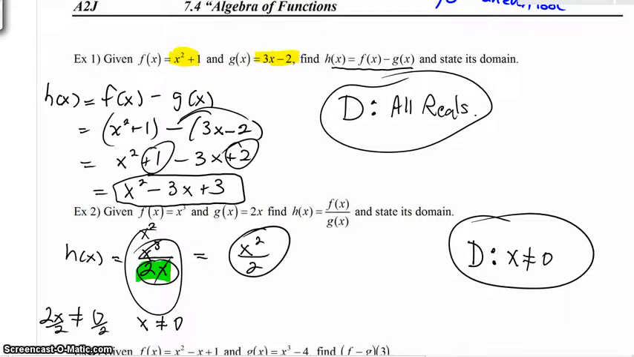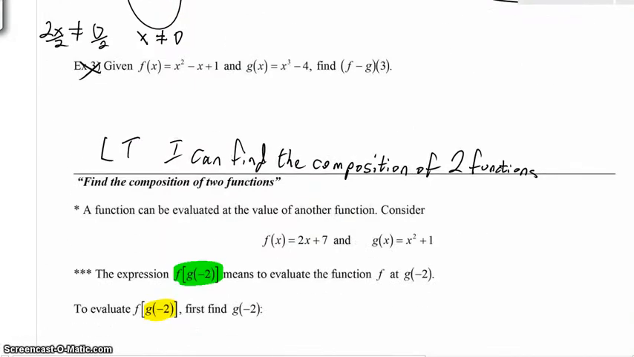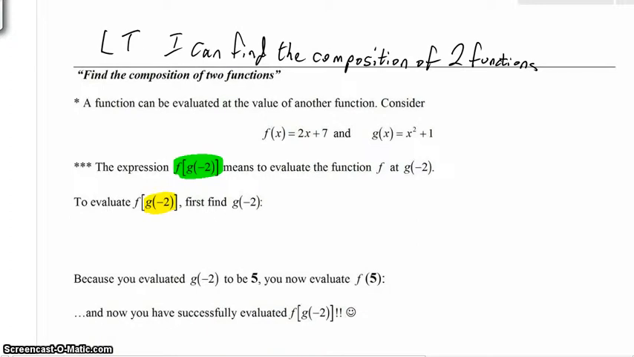Well, that's all you need to be able to do worksheet 7.3 and 7.4, the combination of them. I'd like to introduce the composition of functions. The composition of functions is really a nice follow-up part of this lesson.